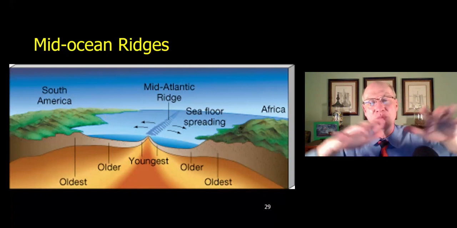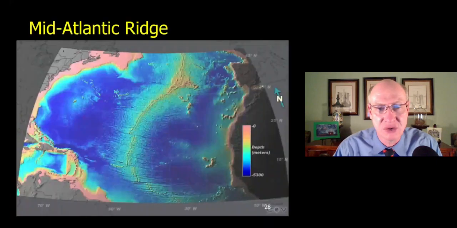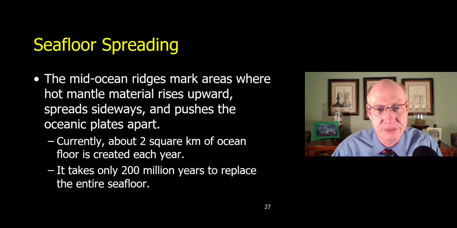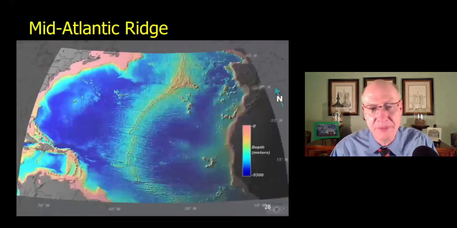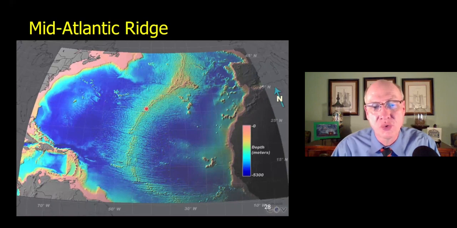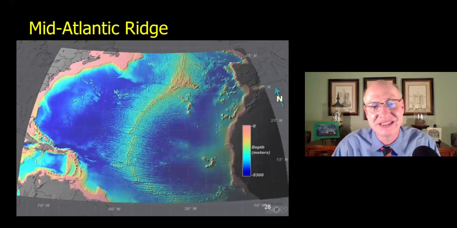This in part is pushing the continents around, and it's also building a giant Mid-Atlantic Ridge at the center of the Atlantic Ocean. Currently, right now, about 2 square kilometers of ocean floor is created every year on the surface of the earth. This is like a giant conveyor belt. You're creating new ocean crust here, and that's pushing outward like that. Typically, it takes only 200 million years to replace the entire seafloor. So the entire bottom of the ocean is replaced every 200 million years.